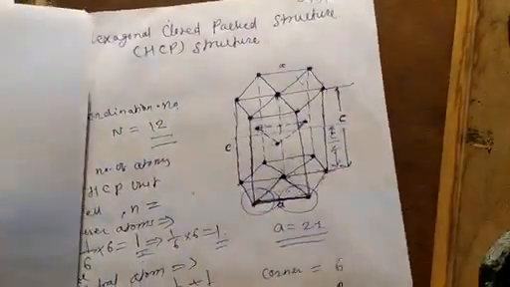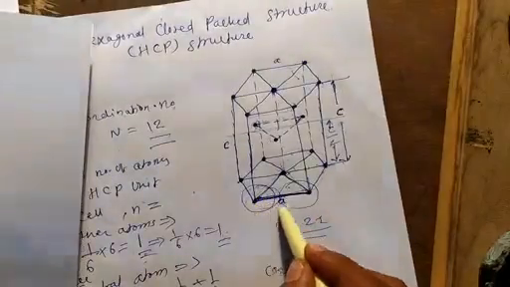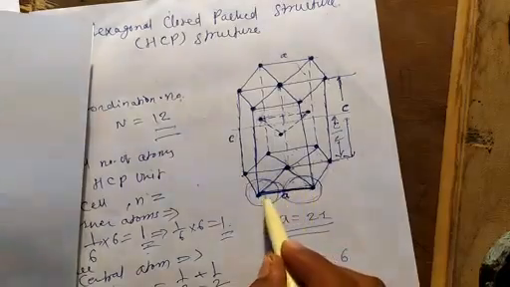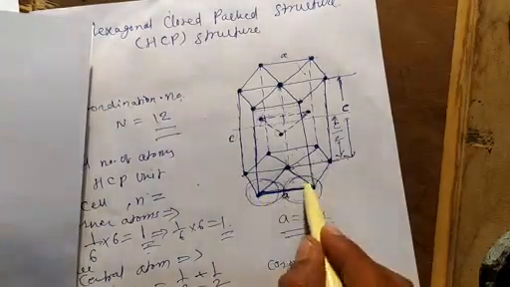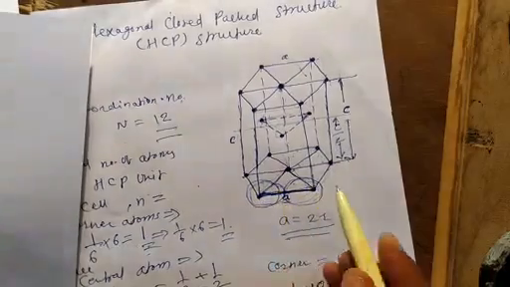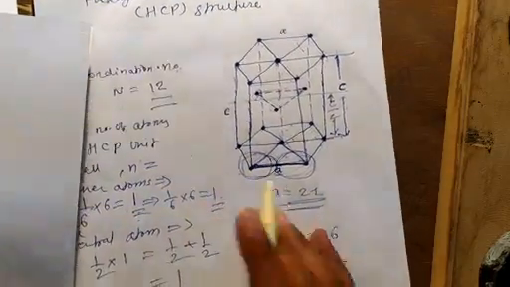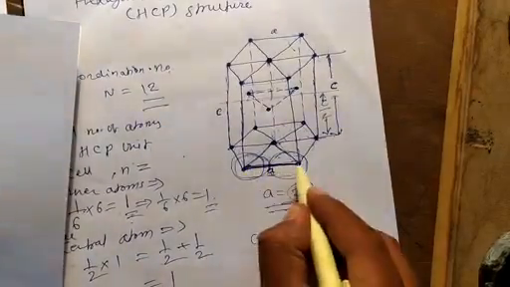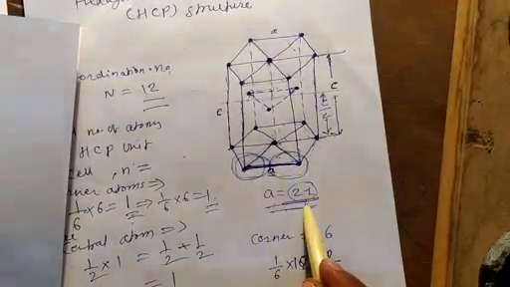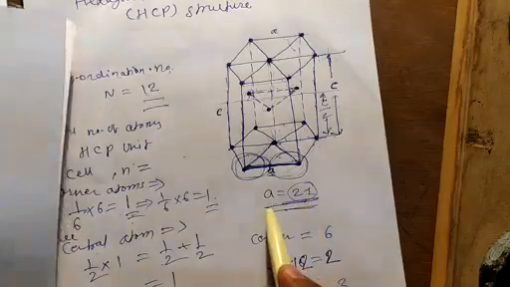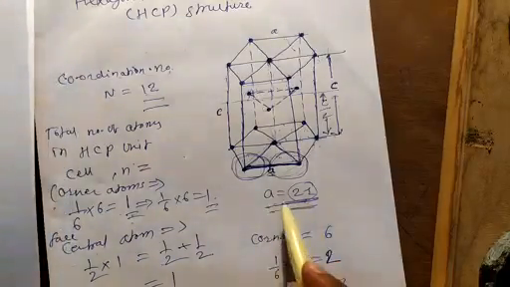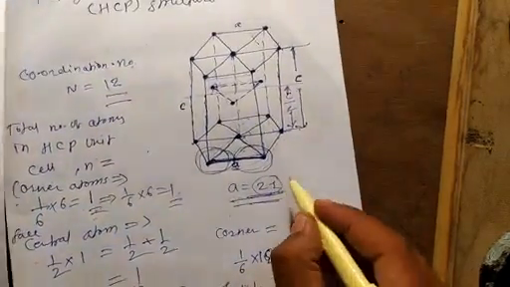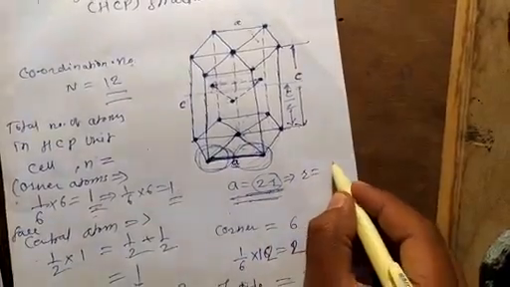Now in the SCP unit cell, the corner atoms touch along the edges. This is the lattice parameter a. r is the radius of the atom. These atoms touch along the edges. Therefore, a must be equal to twice r. Twice r represents the nearest neighbor distance, that is equal to a, the lattice parameter. Therefore, a equal to twice r, and r equal to a by 2.